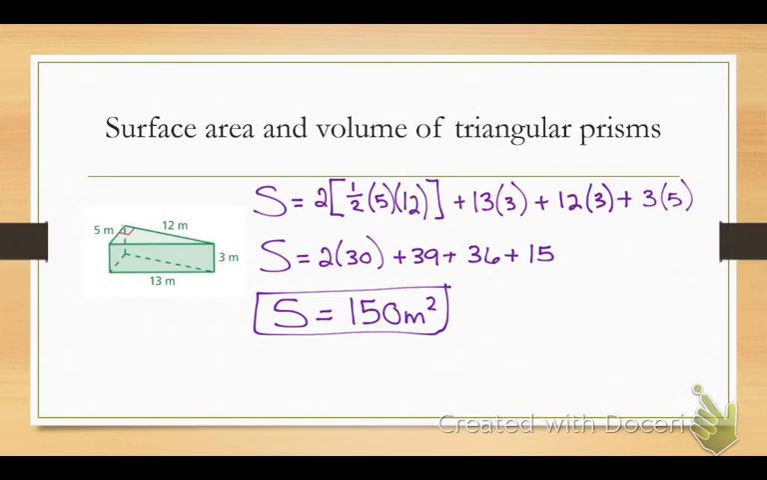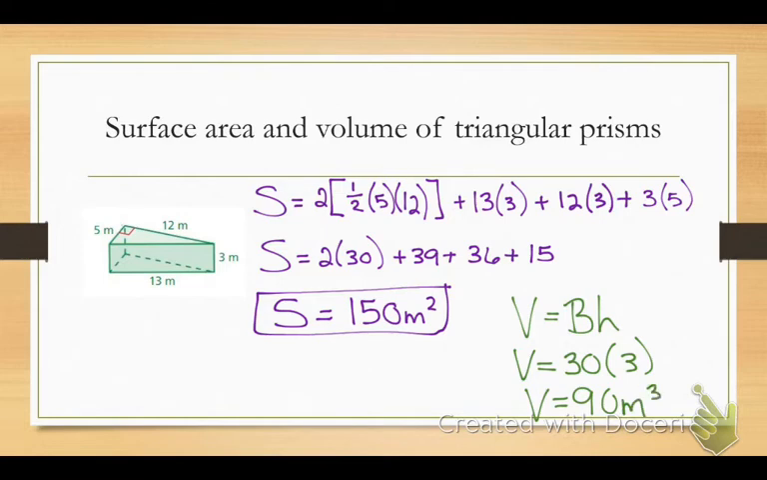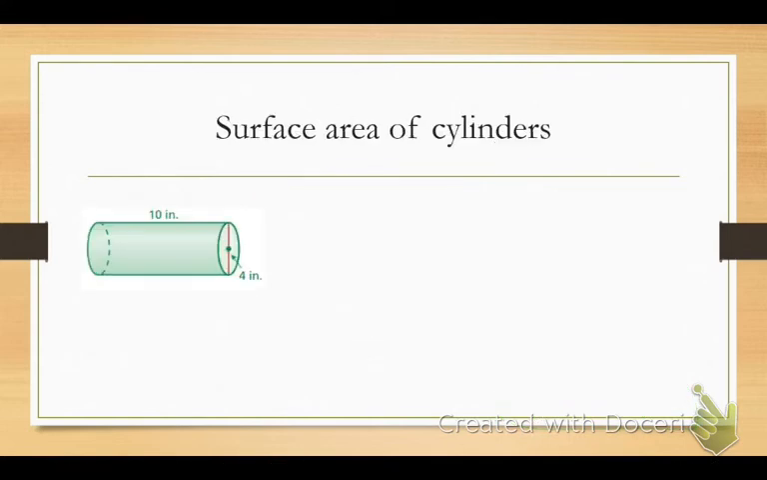Listen, to find the volume, we're on volume now. The volume of a prism is the area of the base times the height. Guys, we already calculated the area of the base. What was the area of the base? 30. So I've already done that. Volume equals 30 times the height, which is 3. So my volume was 90 meters cubed. Okay, that was volume.